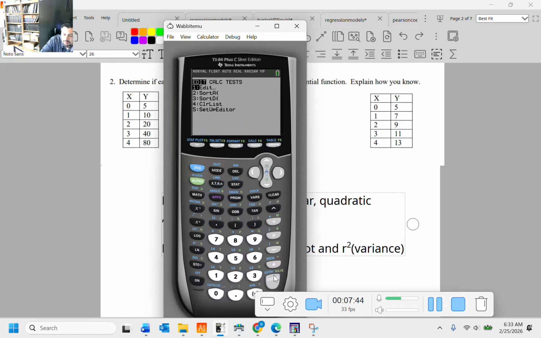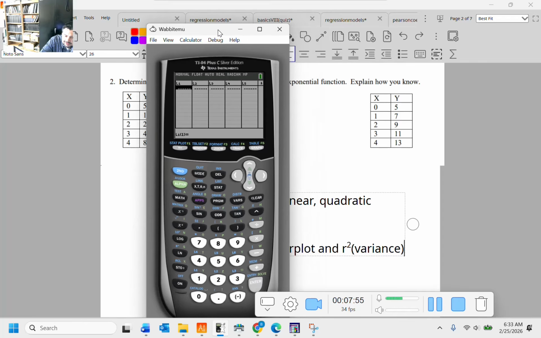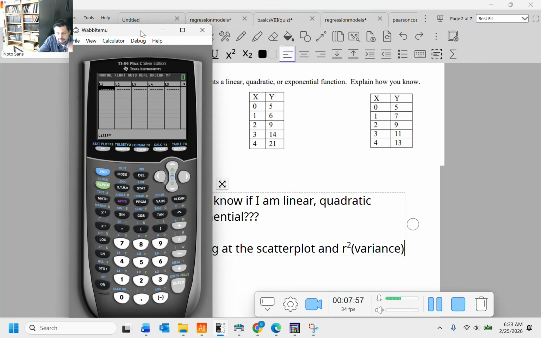So remember, we put our X's in list 1, we put our Y's in list 2. Don't be the dum-dum that hits the delete key. You got to use the clear key. And again, if you ain't got a TI-84, you go to ti84calc.com. And you'll have one. So I'm doing the one in the middle.